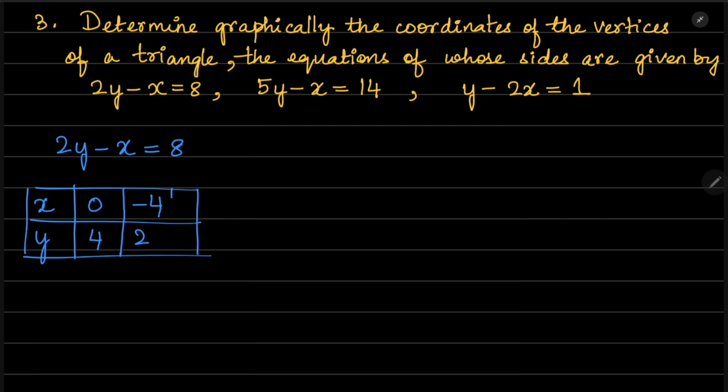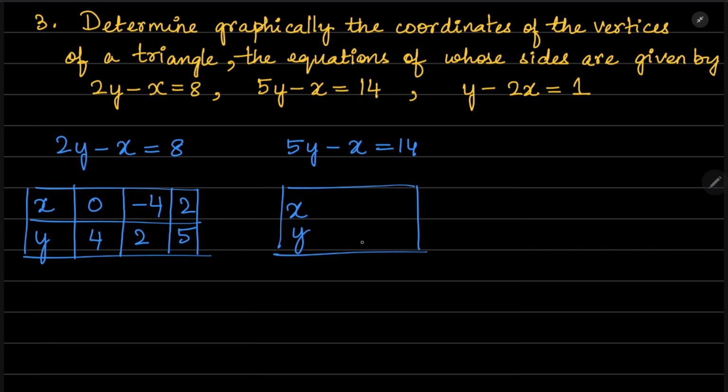Can we find out one more value? If x is equal to 2, then what will you have? 2y minus 2 equal to 8. 2y equal to 10, y equal to 5. So these are the points for the first line. Let us find out the points for the second line. So 5y minus x equal to 14. Bare minimum, you have to find out 2 points.